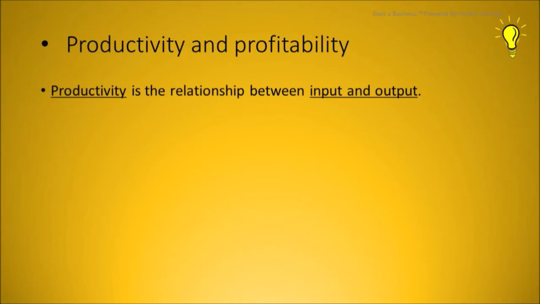Let's just identify and define productivity and profitability. So productivity is about how many items you can produce at a certain cost. So if you're producing 100 items a day at a cost of 100 Rand, that would mean each item was costing you 1 Rand. Your productivity factor would be 1 Rand per item.